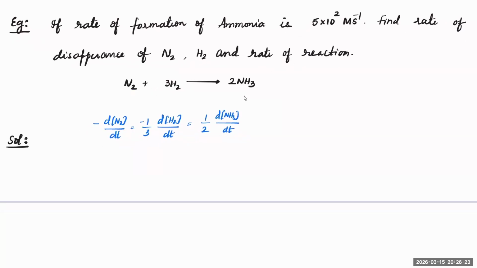Clear? So the rate of formation of ammonia is given. Find the rate of disappearance of N2 and the rate of the reaction.